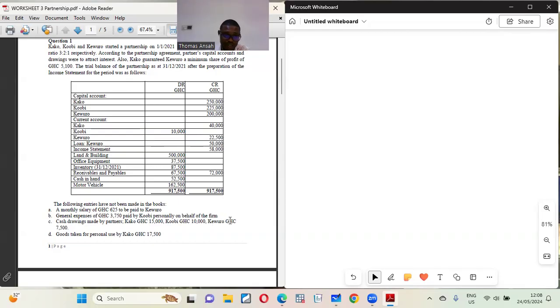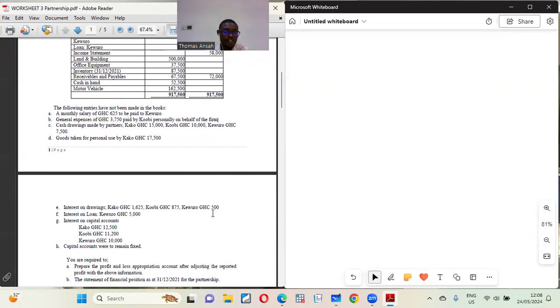So these are the things. Then we have goods drawings, all right? So you see, goods drawings, we learned that it's supposed to be part of the income statement. And these are things they did not do. So if they didn't do it, we will do it, all right? Then we have interest on drawings, we have interest on loan, another one. So this thing is supposed to be inside the income statement. So if they didn't do it, we will have to do the adjustment. Then interest on capital. So we have these 3.